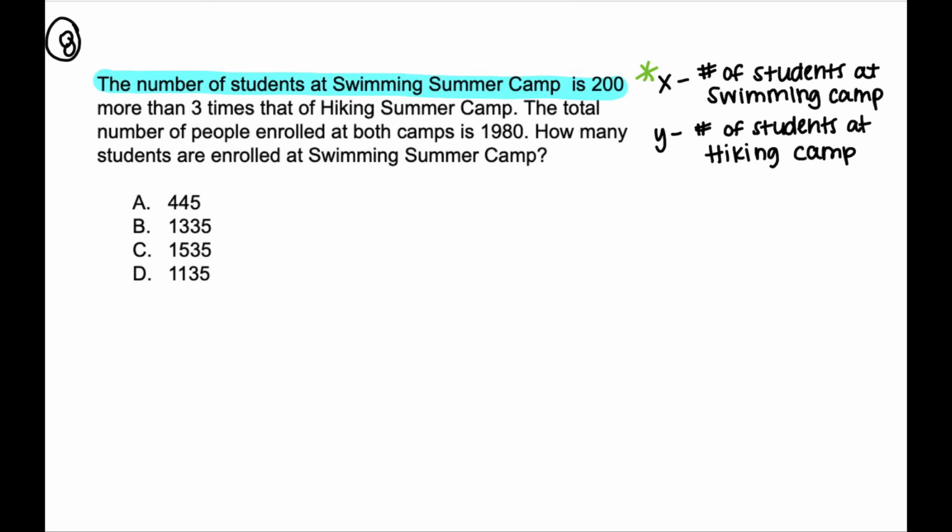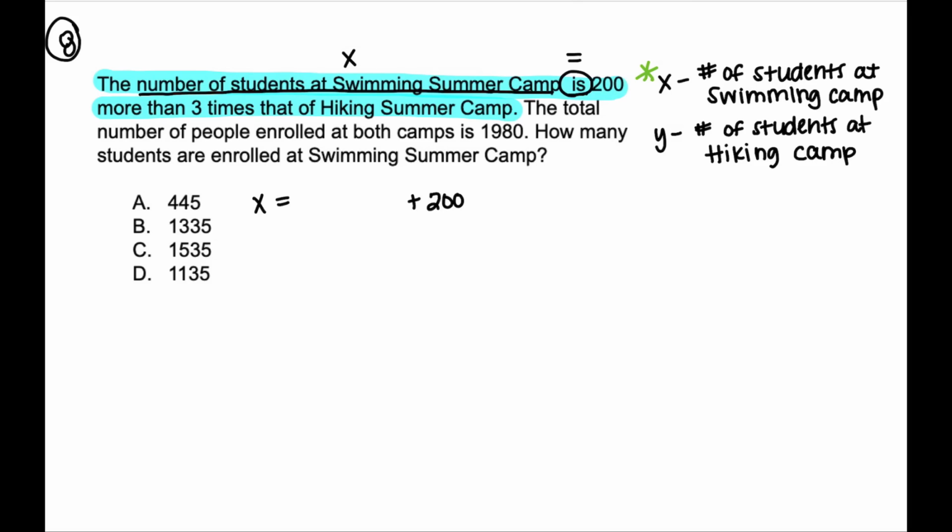All right, let's write our two equations. So the first sentence is kind of long. We just have to take it piece by piece, like when we were writing equations back towards the beginning of the semester. The number of students at swimming summer camp is, so let's stop right there. The number of students at swimming summer camp, we called that X, is, and then we'll finish the rest of it, okay?